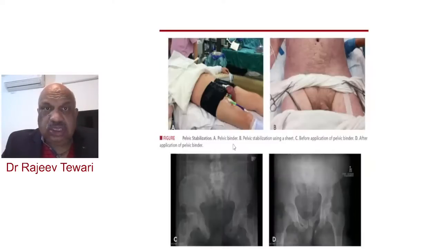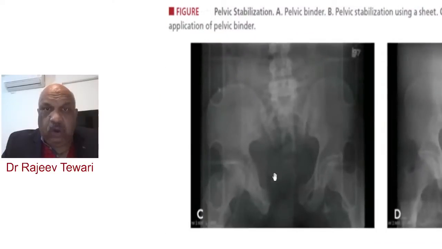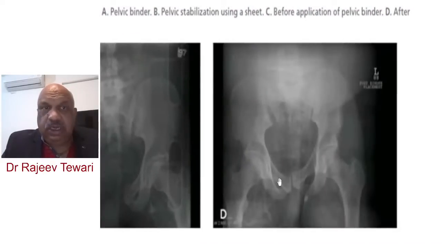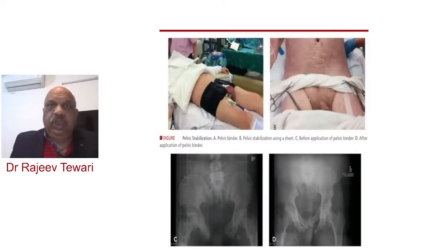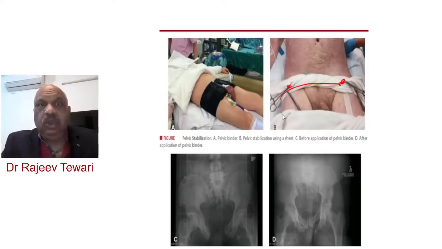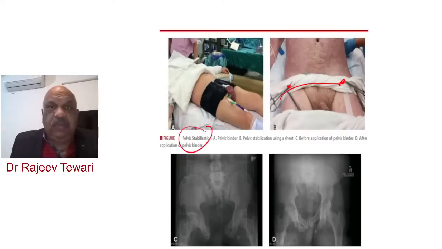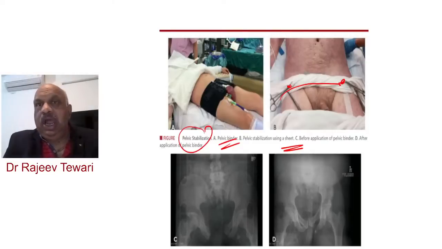I showed this image before and after compression of the pelvis by binder, right? You can simply use a towel clip and bring the pelvis together. The open book, you simply close it. And the moment you do this, pelvic stabilization by binder, by sheet, by anything, you stop the bleeding. If bleeding doesn't stop, only then you do laparotomy and go for internal iliac artery ligation. But that's the second step.